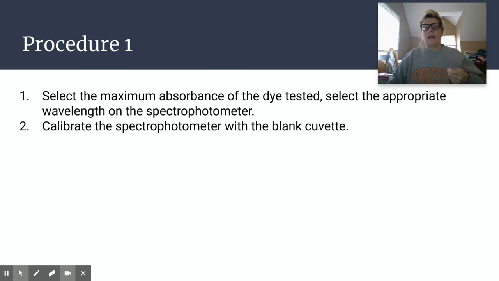We then have to calibrate the spectrophotometer with a blank cuvette, okay? By doing this, we are telling the instrument that there is nothing here. It's just water, all right? So we have to tell it that that means nothing in order for us to get transmittance of everything else.